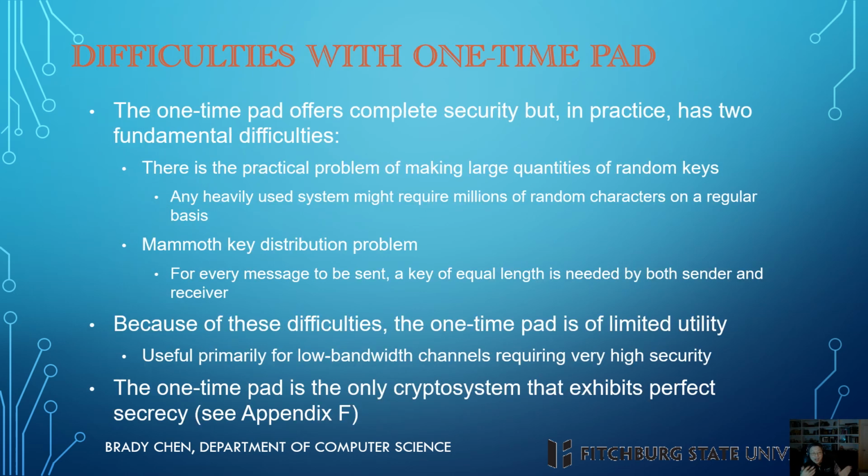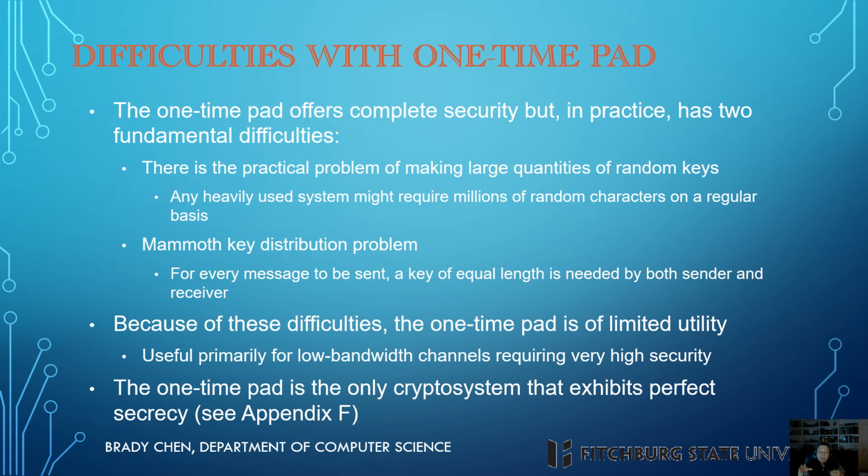Now, what are the challenges with the one-time pad? The one-time pad offers complete security, but in practice, there are two fundamental difficulties. One is the practical problem of making large quantities of random keys. How can I generate these random keys? Any heavily used system might require millions of random characters on a regular basis, because if you want to communicate a lot of messages, like every day, then it's a big challenge to generate millions of random characters.